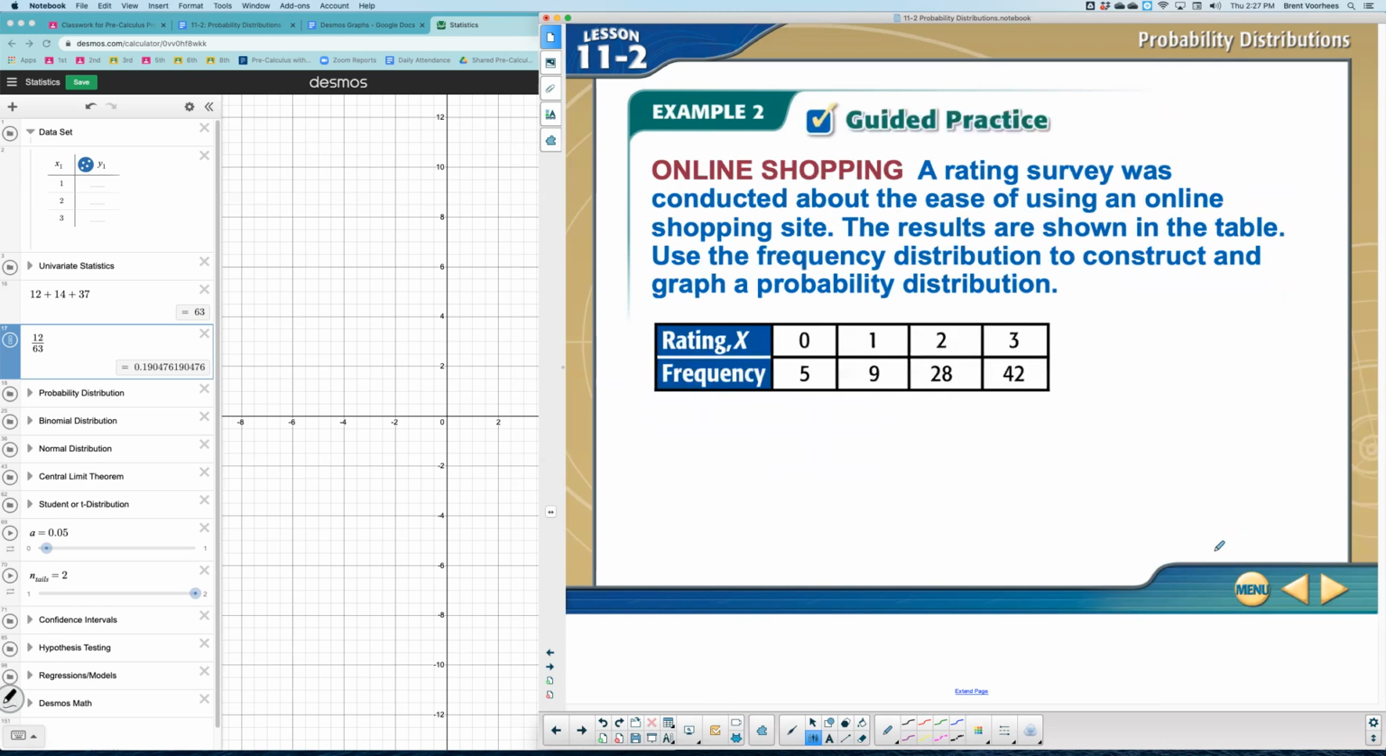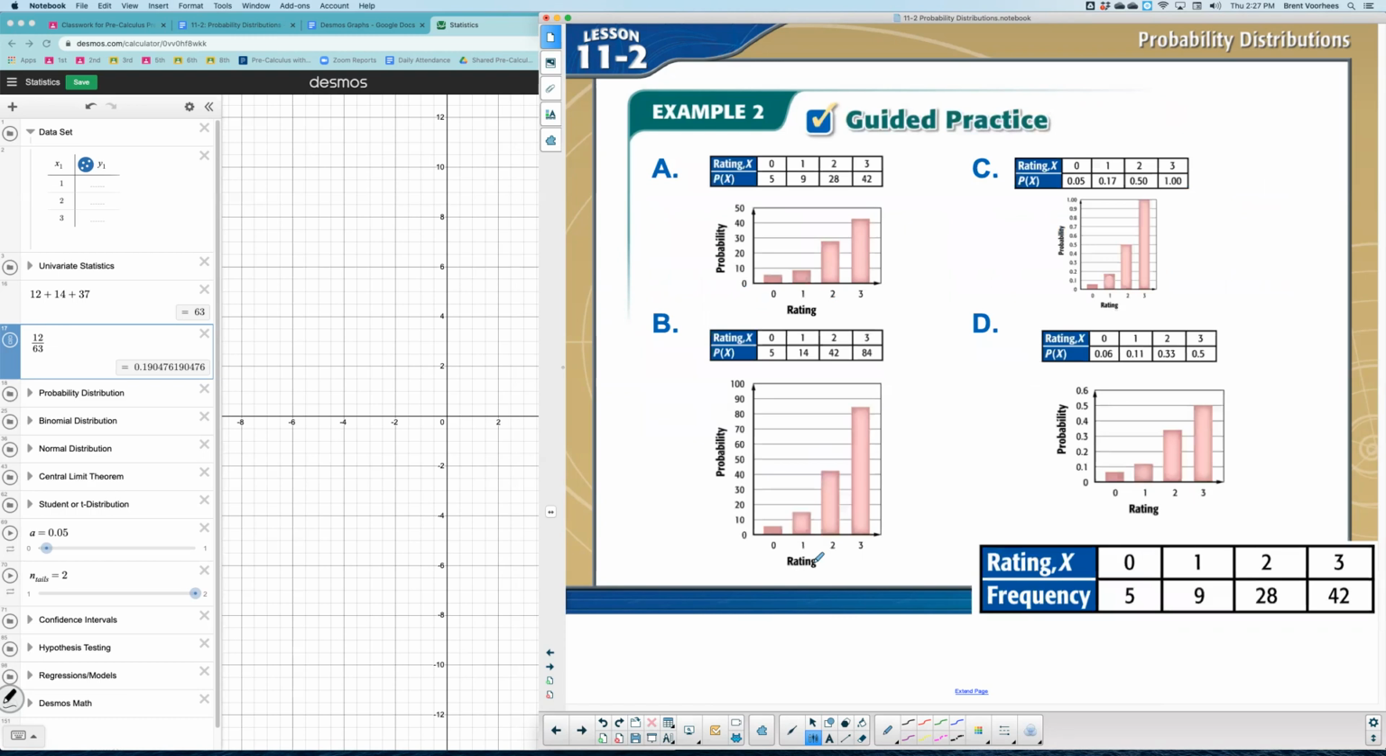Okay, for this DOL, I'll let you take a look at the problem and the frequency table. And now I'll let you look at the different probability distributions and see which one's correct. Pause the video if you need to.